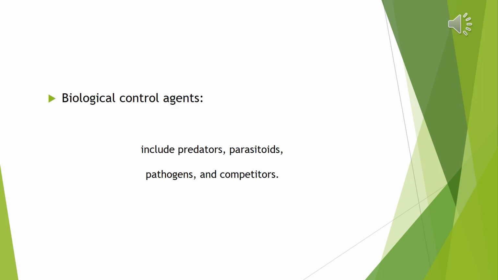Natural enemies of insects and pests are known as biological control agents. They include predators, parasitoids, and pathogens. Biological control of weeds include insects and pathogens. Biological control agents of plant diseases are often termed as antagonists.